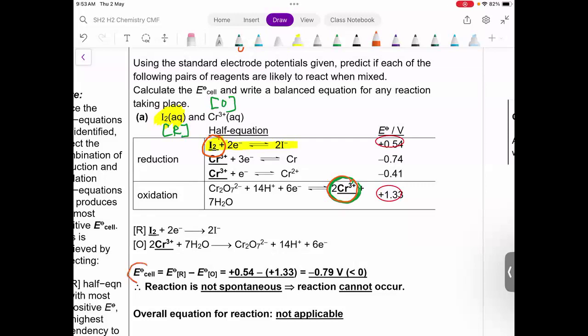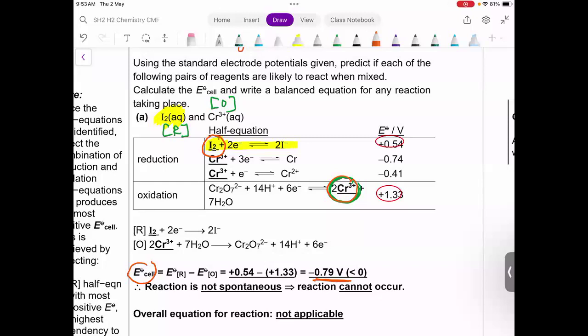When I calculate the E cell, does it become more than 0 or less than 0? When you calculate the E cell, you discover that it is a negative sign. So even though the two reactants appear on the opposite side, E cell is less than 0, so it doesn't take place. For a redox reaction to take place, the two criteria must be satisfied: opposite side and E naught cell more than 0. Okay, am I clear on this?